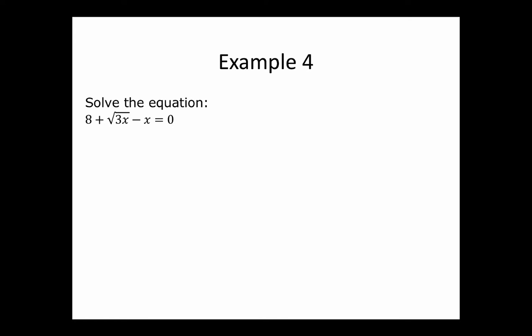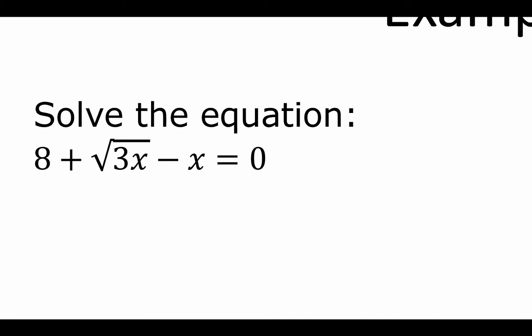Example 4 is going to require a little bit more work, but you know what? We're going to make it work. So, taking a look at this, we got 8 plus the square root of 3x minus x equals 0. My advice is get that radical, get that square root all by itself to start. So I'm going to subtract 8 from both sides and also add x to both sides.